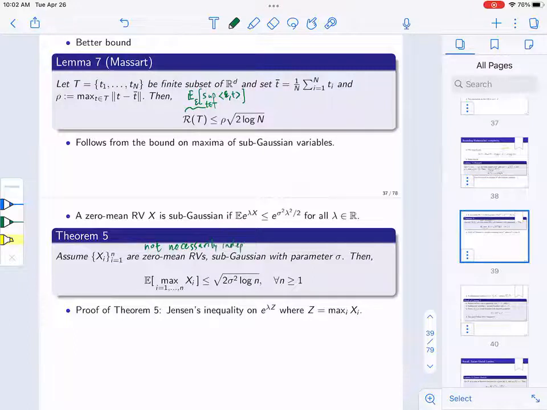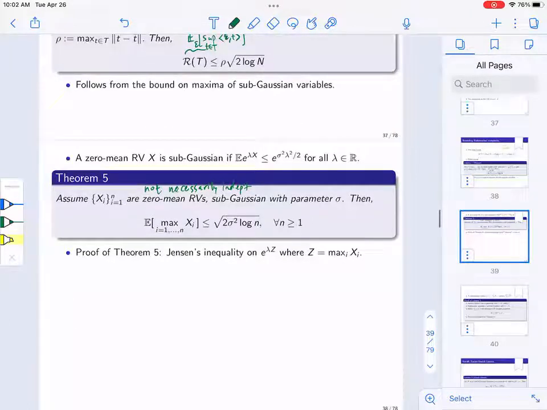not necessarily independent, so they need not be independent, then the expectation of the maximum is at most root of 2 sigma squared log n. So it scales with root log n of the number; it grows slowly. There's a high probability version as well that you can prove. But for this expectation, there's a nice way of proving it. So this is the hint.